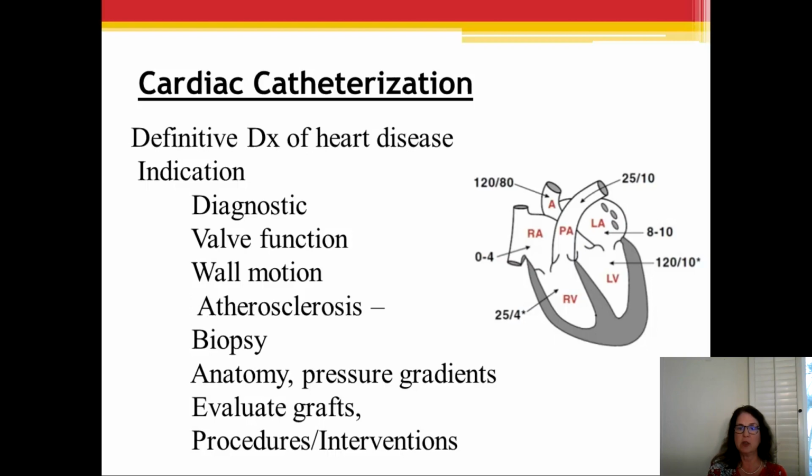Anatomy and pressure gradients, we said that. And especially in children, where is everything? Who's going where and what direction? What vessels are in what location? Evaluating grafts. We've done heart surgery before. We want to see if the perfusion's decent for the graft.